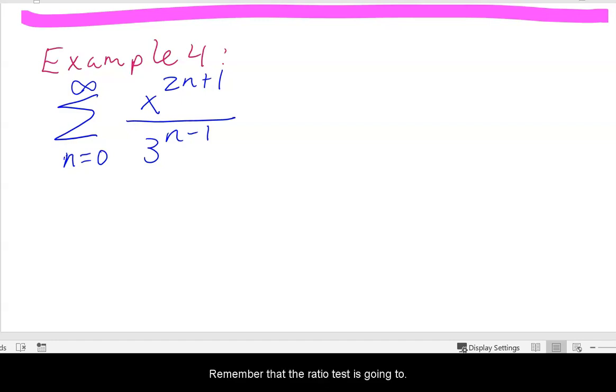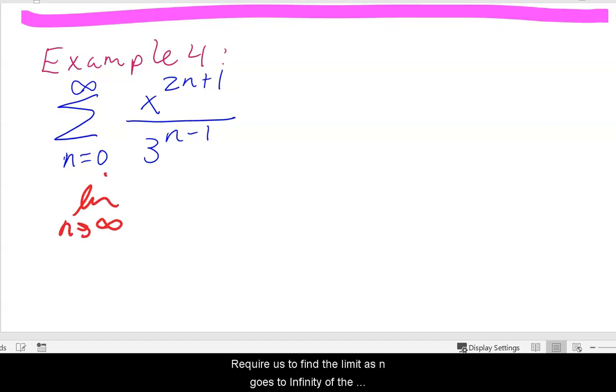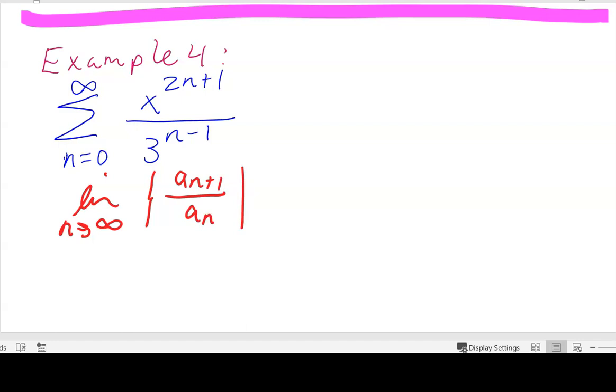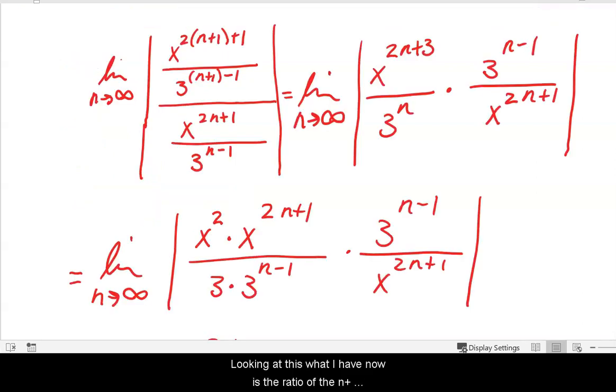Remember that the ratio test is going to require us to find the limit as n goes to infinity of the absolute value of the n plus first term divided by the nth term. Let's take a look now and see how we can apply this. You may want to pause the video and apply the ratio test yourself and then turn the video back on to see if your answer matches mine. Looking at this, what I have now is the ratio of the n plus first term to the nth term. I rewrote it by multiplying by the reciprocal of the nth term.